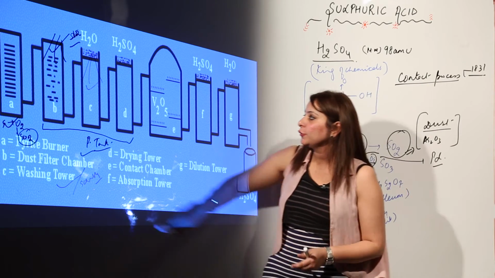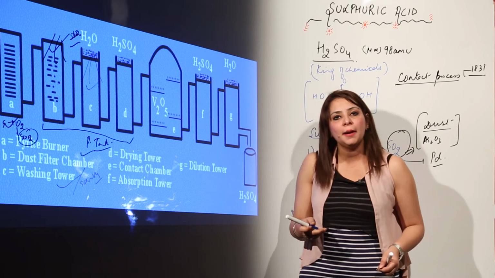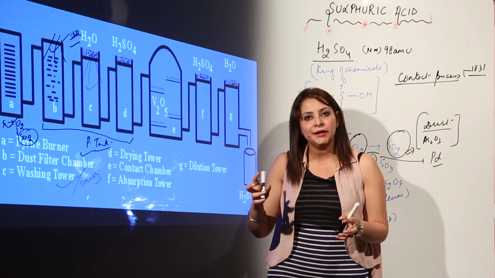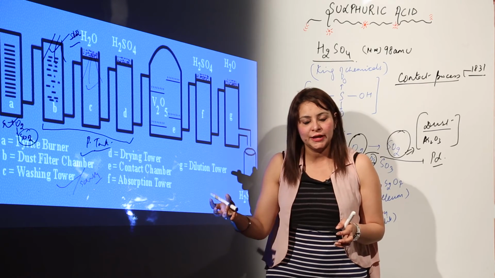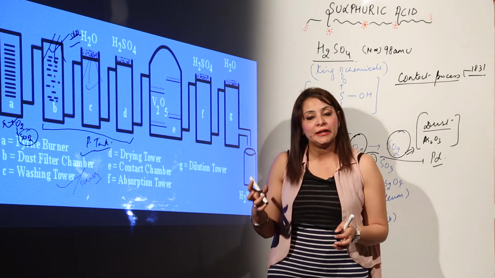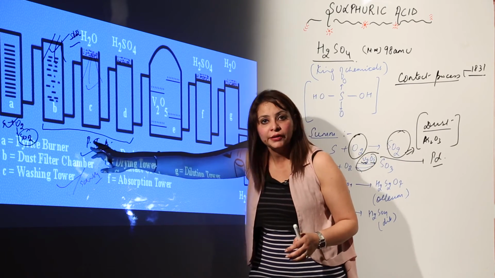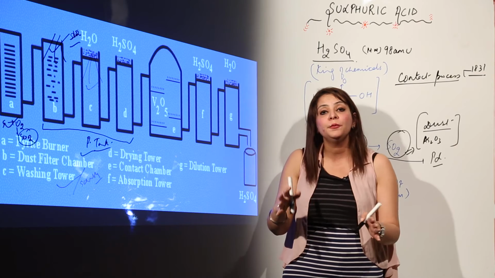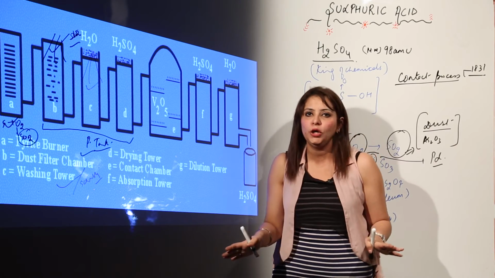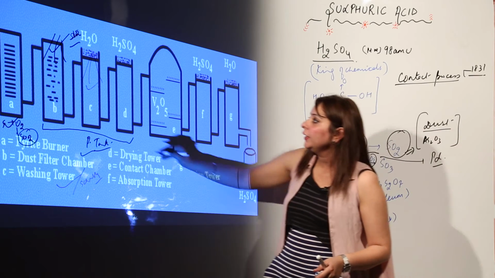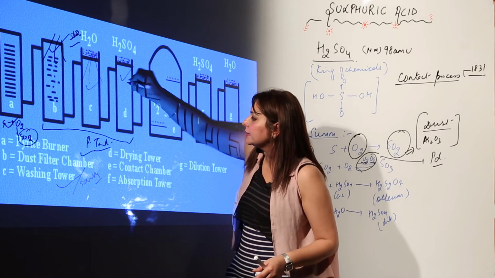So when it passes from B to C, the high stream of water makes the dust particles that are still left with the SO2 wet. Then when they become wet, they settle down, right? That means SO2 is now free from all dust particles, it does not contain any dust. Then from the C tower, it is fed into this tank, right?